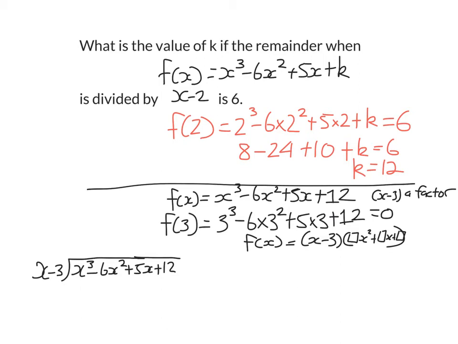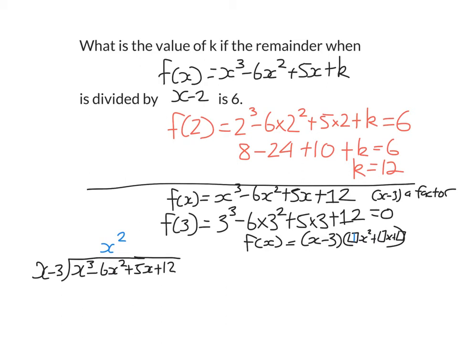We go leading term divided by leading term. So x cubed divided by x is x squared. So what I've actually just figured out is that this first term here is an x squared term, or 1x squared. So the problem is, when I go and expand this, if I go minus 3 times x squared, I would get minus 3x squared. I wouldn't get minus 6x squared, which is what I want.